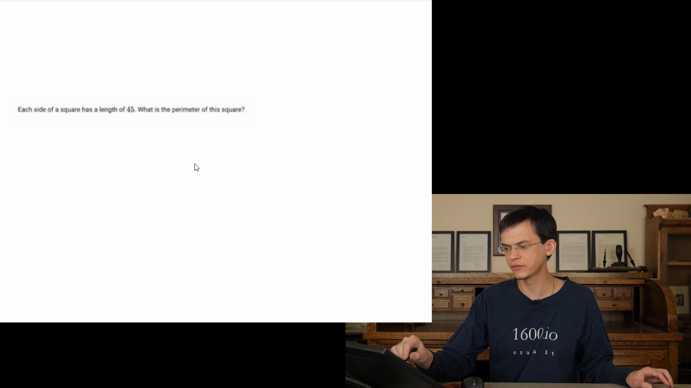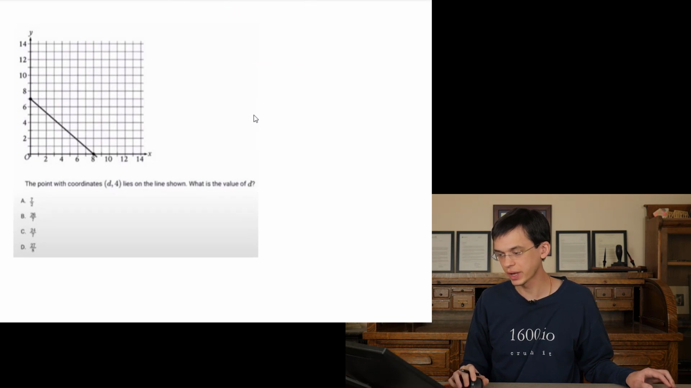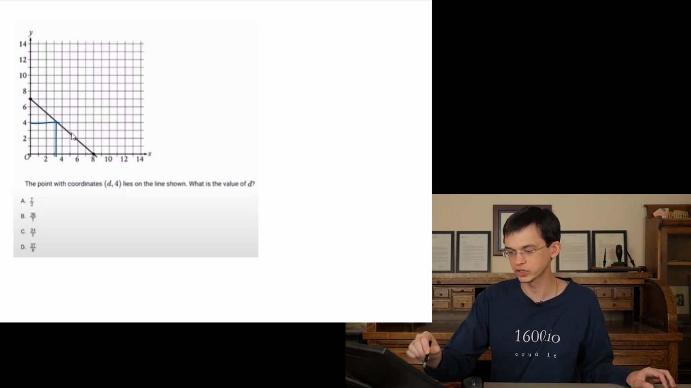Each side of a square has a length of 45. What's the perimeter of the square? 45 times 4 is 180. The point with coordinates D, 4 lies on this line. What's the value of D? You can obviously approximate it. 4 looks like it's between 3 and 4, lower than 3 or 4, so it's probably going to be C. Let's just do the equation.